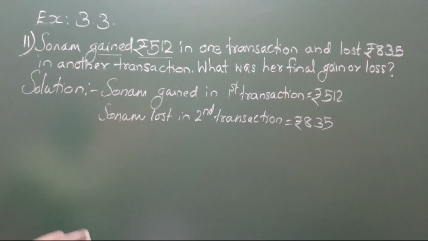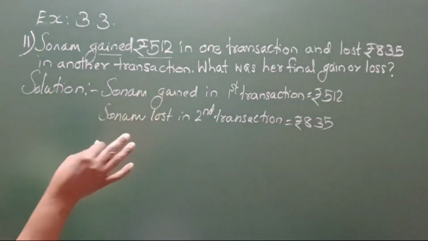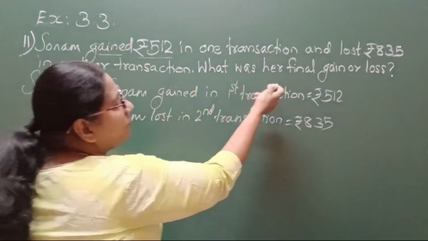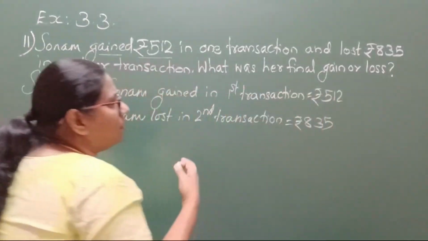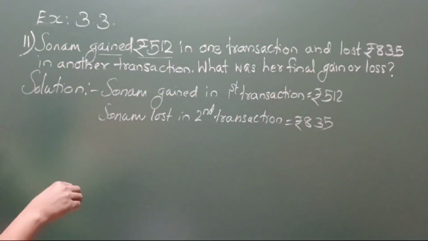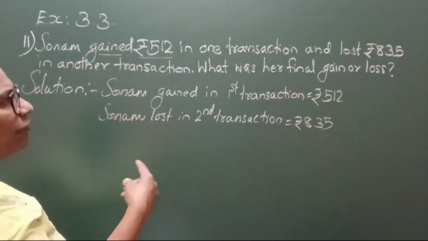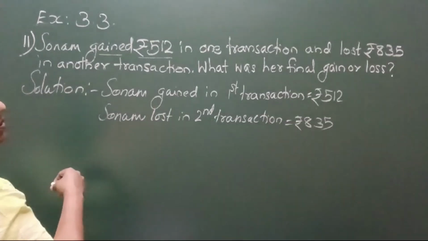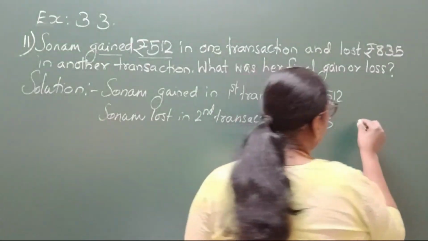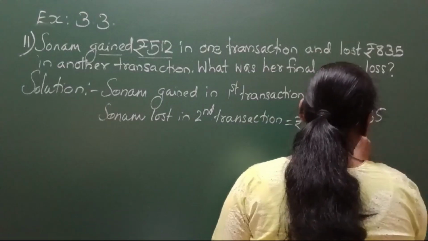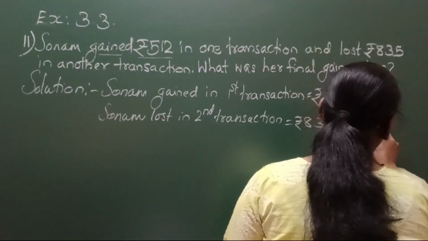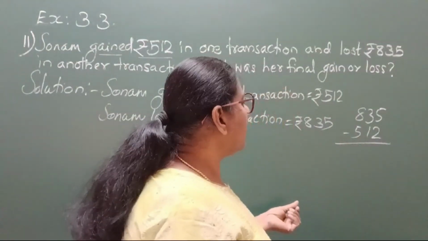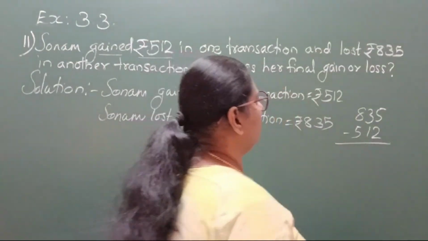But what we want to know is, what was her final gain or loss? How much we have to find out. So what we have to do is find the difference of these two amounts. So let's write down here 835 minus 512. When we find the difference of these two numbers, we will get the answer. That much is her loss.